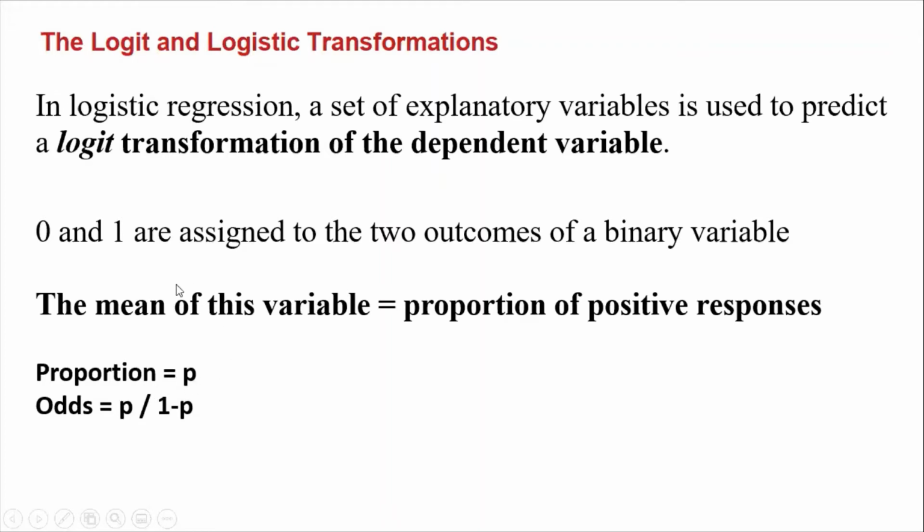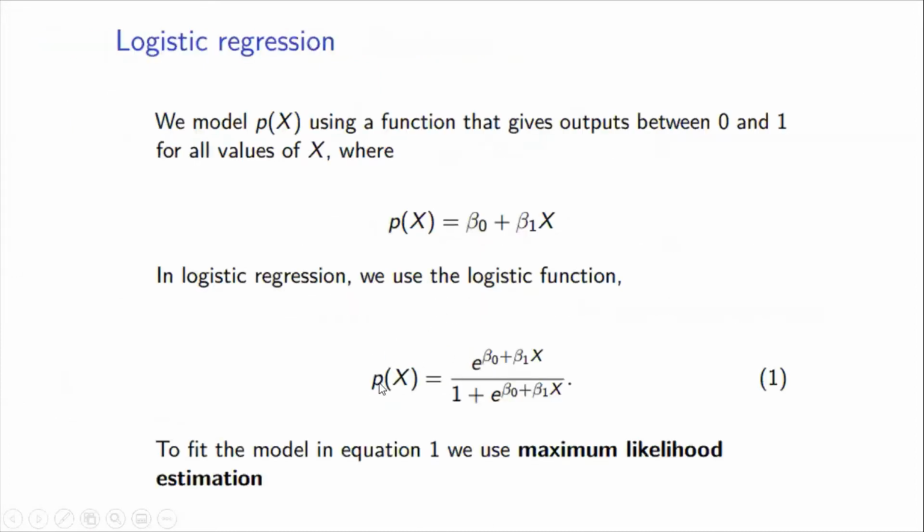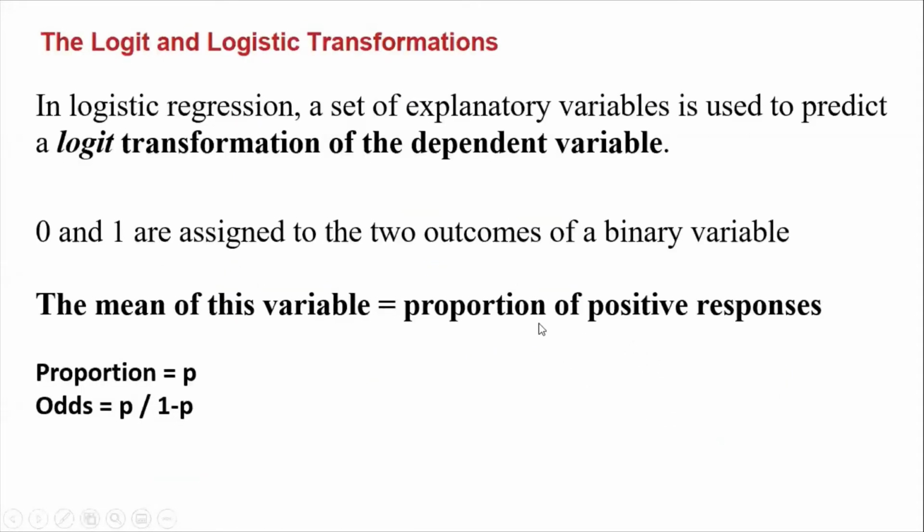Actually, P has a limitation, because P only goes from 0 to 1. That's why we need to calculate odds. Odds is basically P divided by 1 minus P. So that's why we see here that probability is odds divided by 1 plus odds in logistic regression. Okay, let's leave it there.